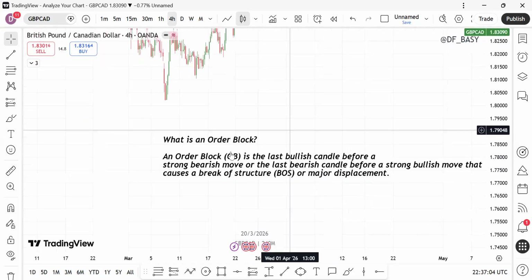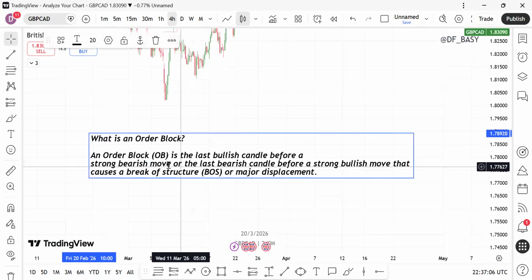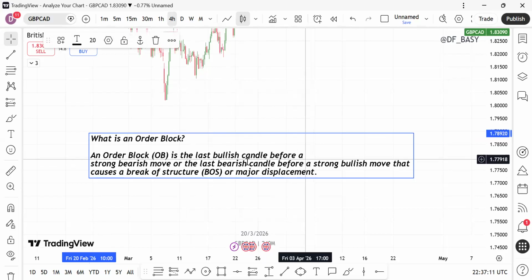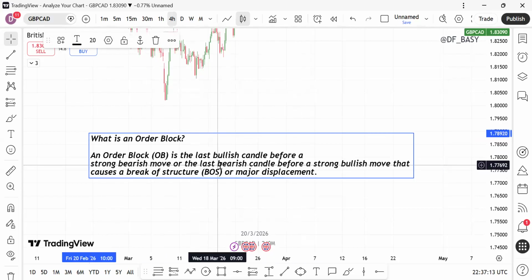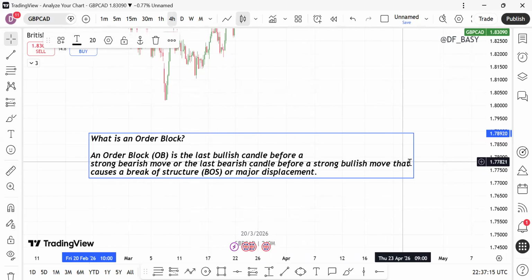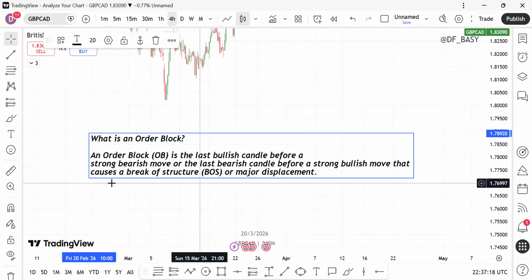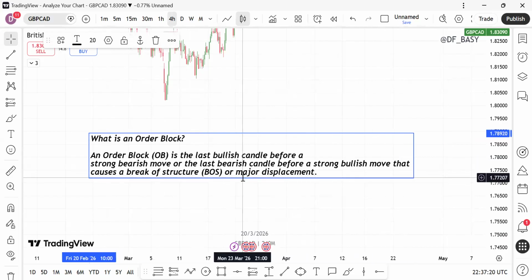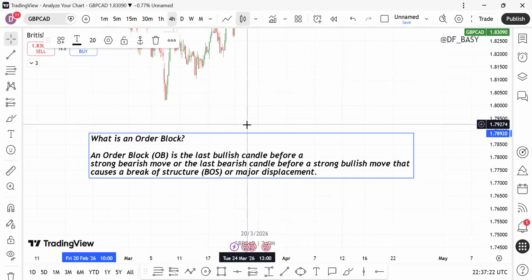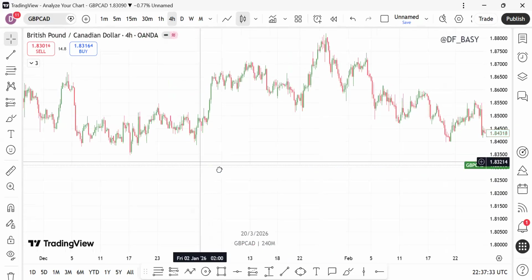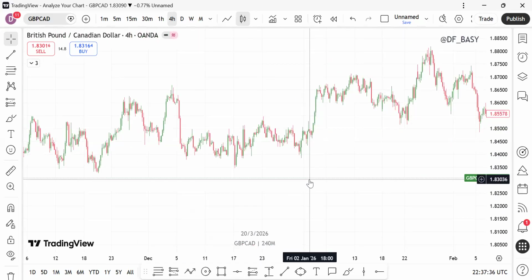Now I'll be explaining what an order block is. An order block, short for OB, is the last bullish candle before a strong bearish move, or the last bearish candle before a strong bullish move that causes a break of structure or major displacement. In other words, an order block is also a block where we have a series of orders. It's a point where the institutional traders, the banks, have a series of orders accumulating.